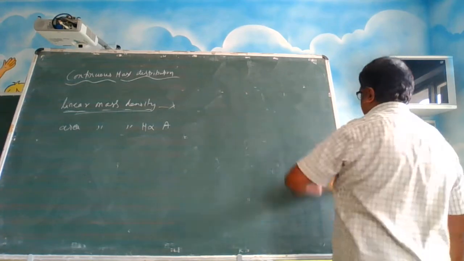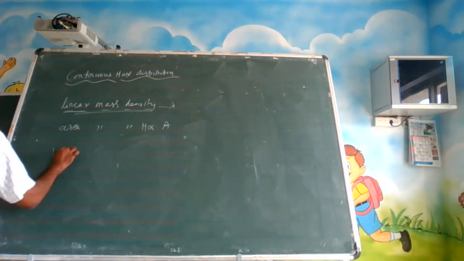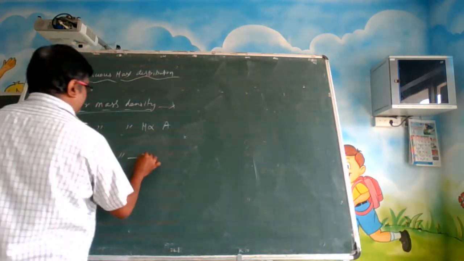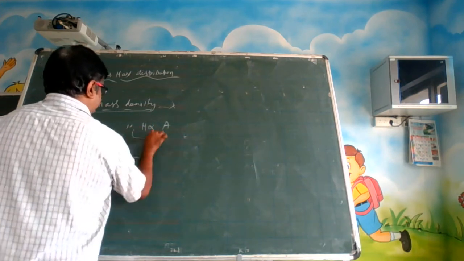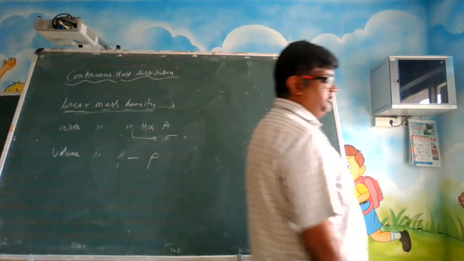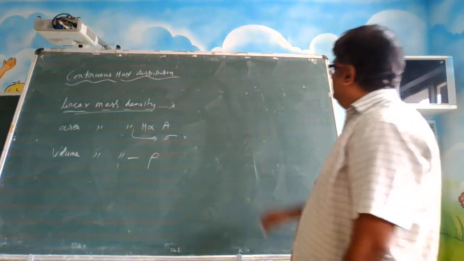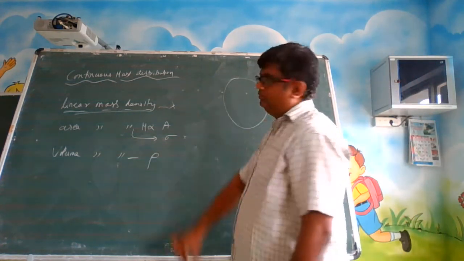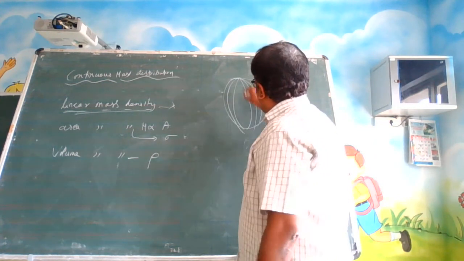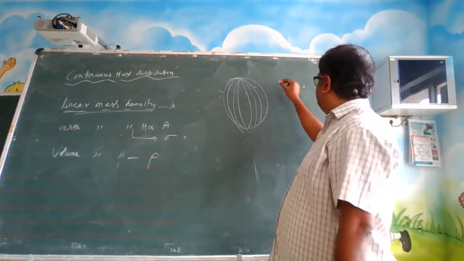Similarly, there is a third one. What is the third left over? Volume. Volume mass density is denoted by rho, while this one is denoted by sigma. These are standard notations, all Greek alphabets. So here, let us say you have taken a watermelon. You can take a watermelon, you can take an onion. Let us say this watermelon is 2 kg in weight.